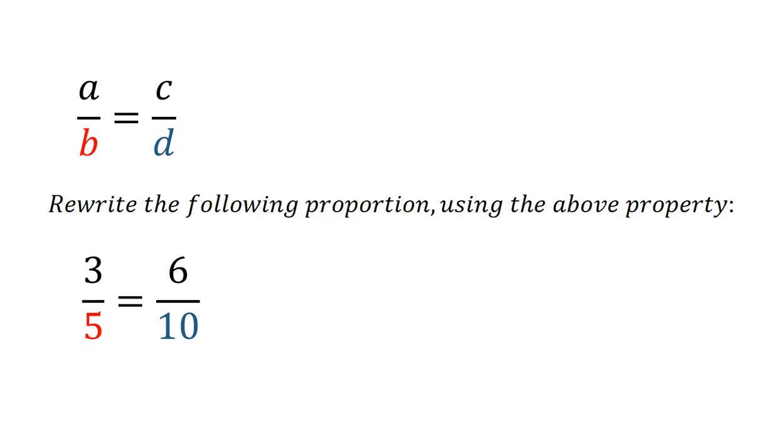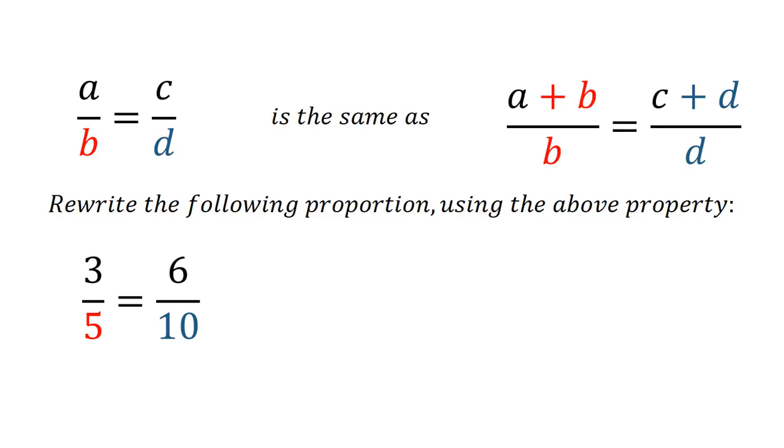Alright, and the last property we're going to look at is A over B is equal to C over D, and that's the same as A plus B over B is equal to C plus D over D. So the numerator for the fraction A over B is being added by the denominator B, and then the second fraction is being added by the denominator D, so C plus D. So rewrite the following proportion using the above property.